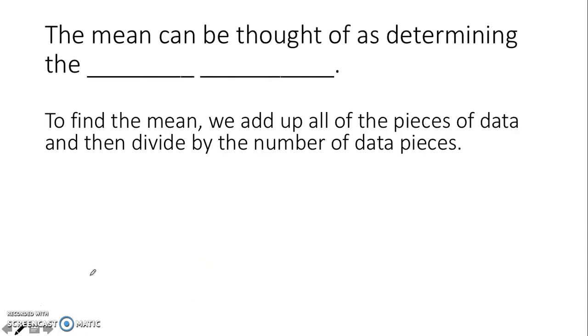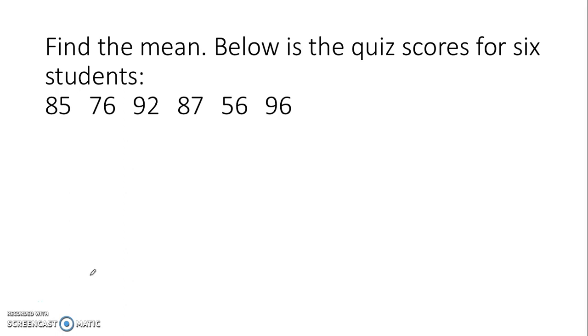Alright, so the mean can be thought of as determining the fair share. So to find the mean, we add up all of the pieces of data and then divide by the number of pieces. I know that we've done this before, but let's practice a little bit. Find the mean. Below are the quiz scores for 6 students. So we're going to find the mean quiz score for these 6 students. To find the mean, the steps are, first you add all of the data points together. So we're going to add 85 plus 76 plus 92 plus 87 plus 56 plus 96.